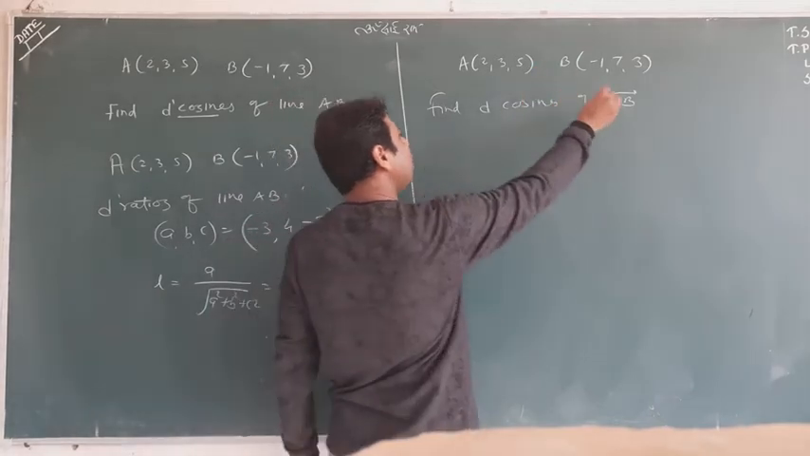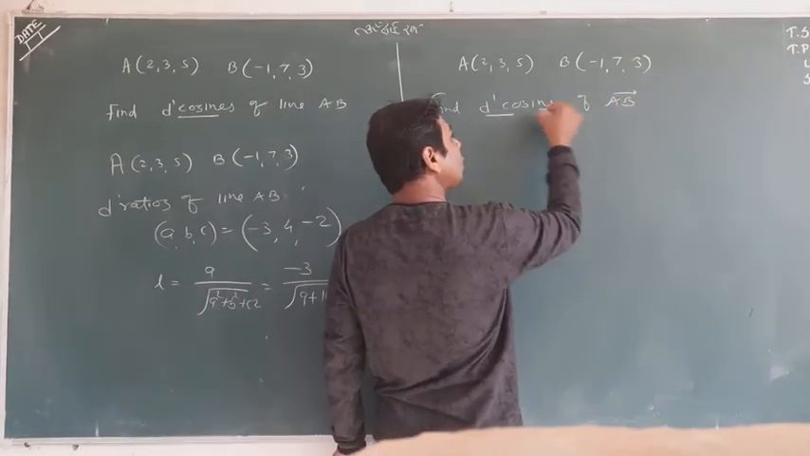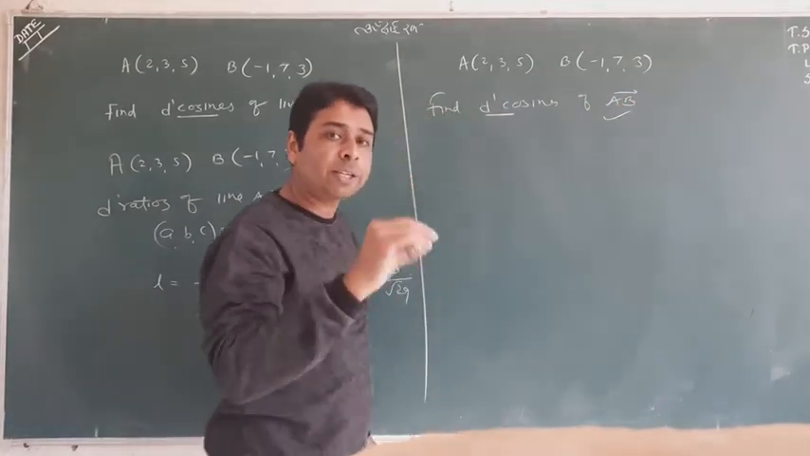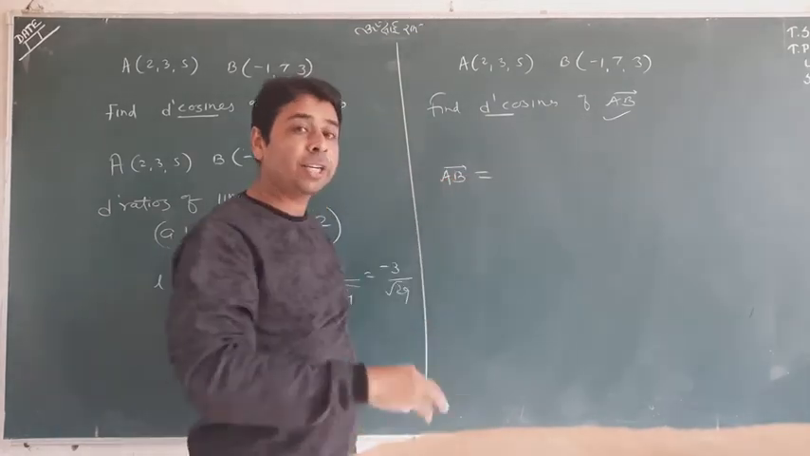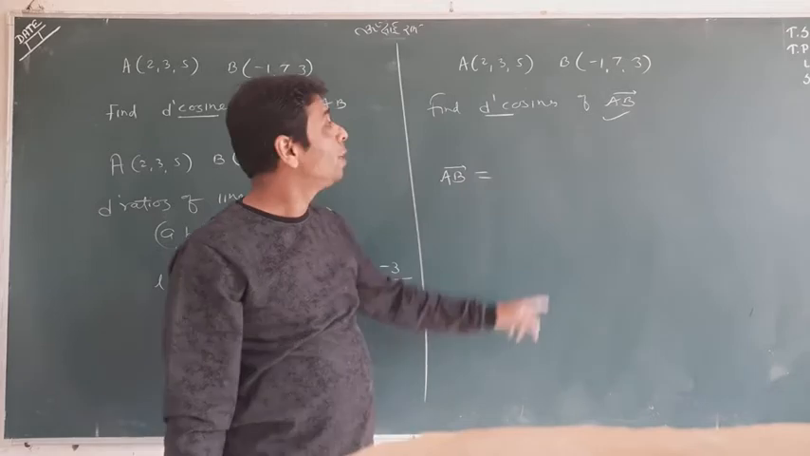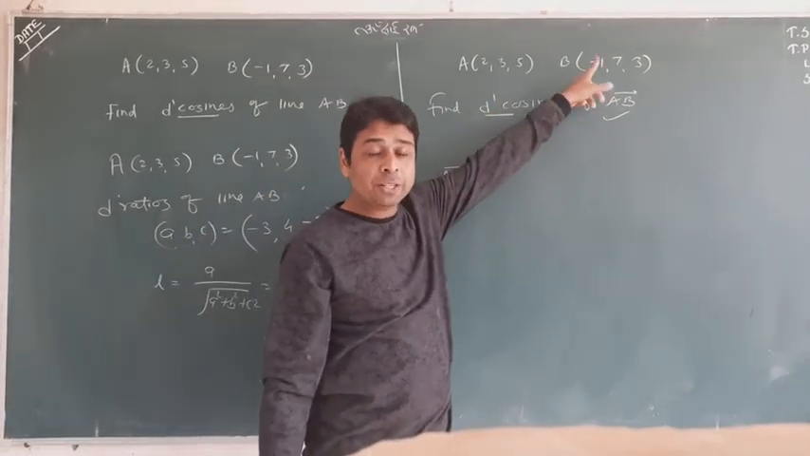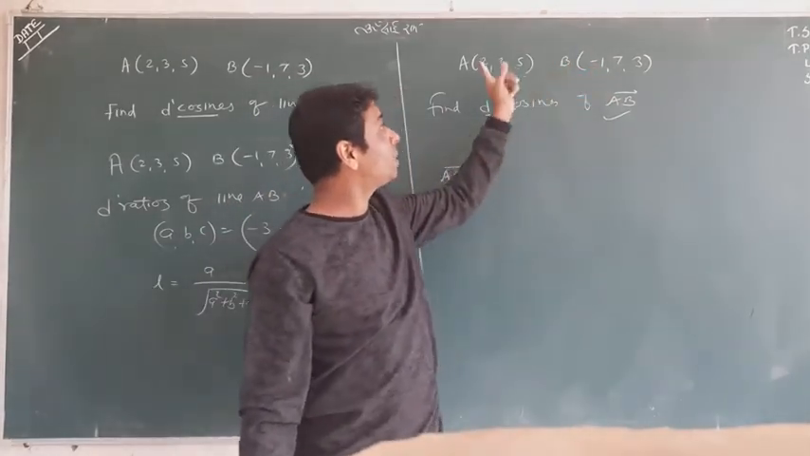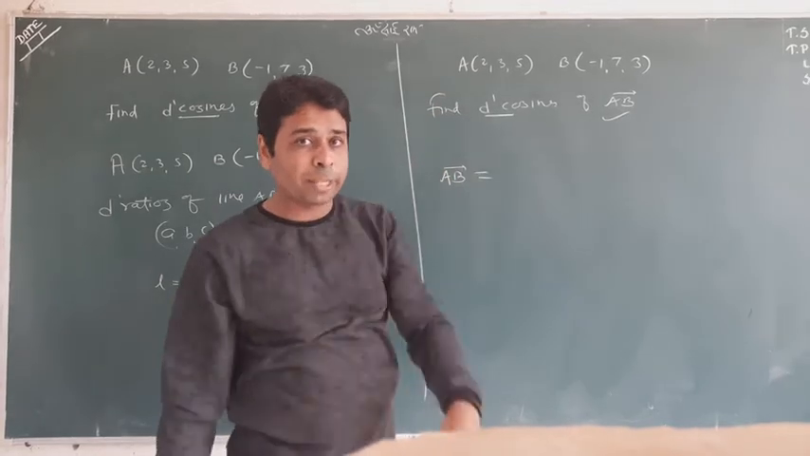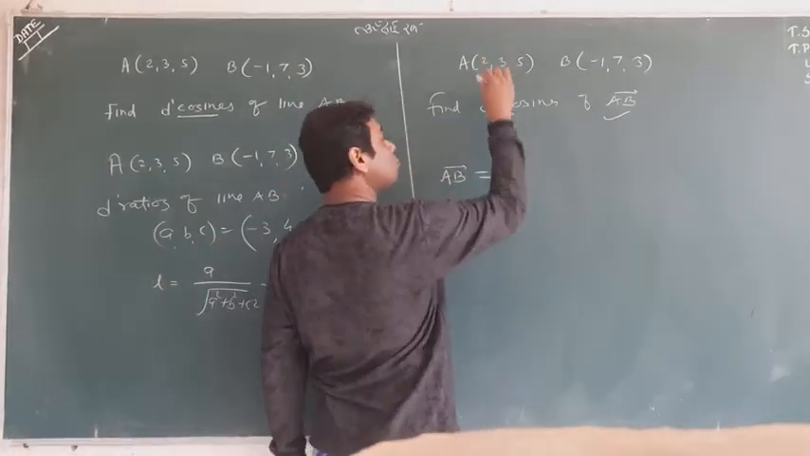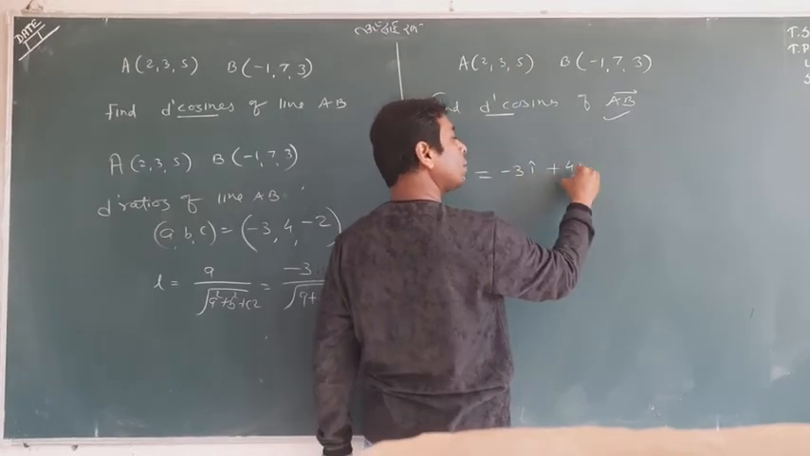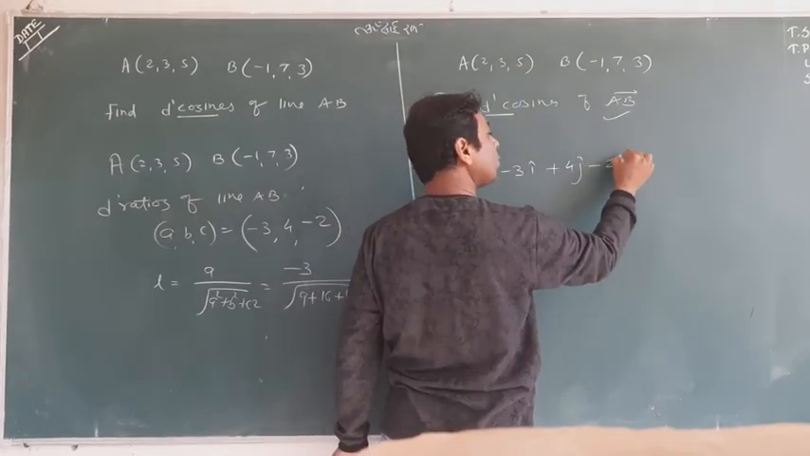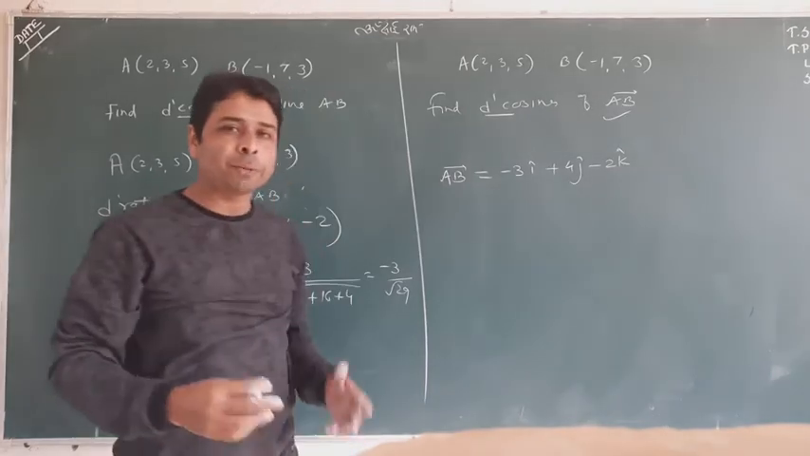Look at it. Because we are told to find the direction cosine of vector AB, first find vector AB. You know that vector AB is equal to what? IJK concept. When A is given and B is given, AB is equal to this minus this, in IJK. You remember it. Minus 1 minus 2, 7 minus 3, 3 minus 5. This is my vector AB.